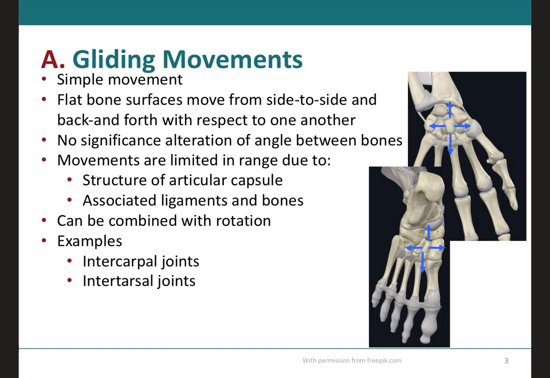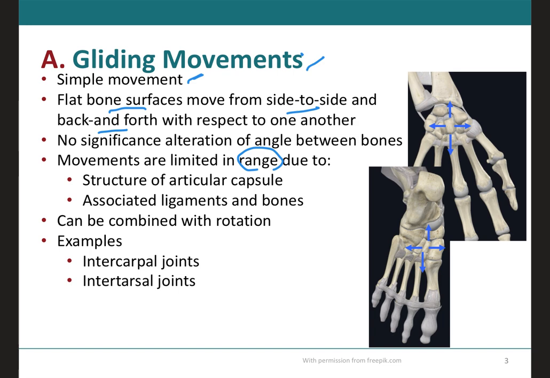First, we're going to be talking about the gliding movements, which is mainly a simple movement in which nearly all flat bone surfaces move from side to side and back and forth with respect to one another. There is really no significant alteration of the angle between the bones, and this gliding movement is going to be limited in range due to the structure of the articular capsules and associated ligaments and bones.